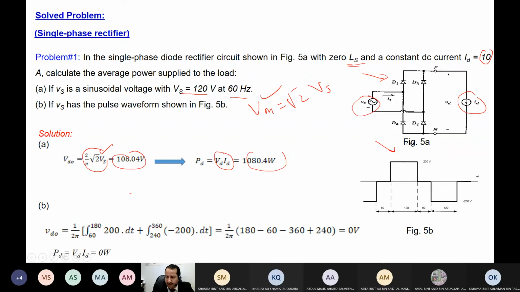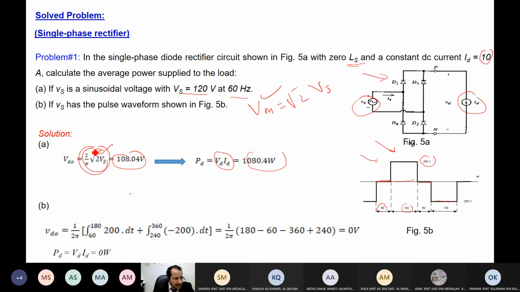Easy and straightforward. Now the second situation, he gave me a waveform here. Have a look at this waveform. Let me say it's close to a square wave, but not exactly a square wave. We have 0 here for 60 degrees, and then from 60 to 180 the voltage is 200. Then we have 0 and then minus 200 and so on.